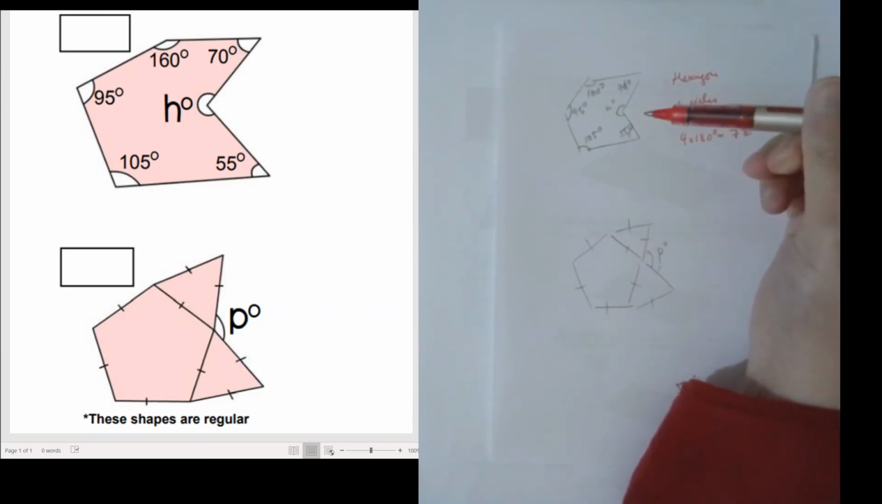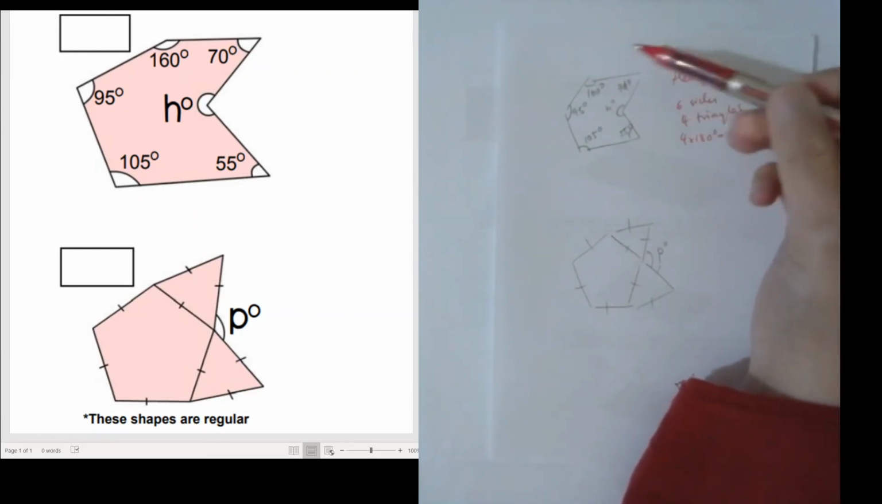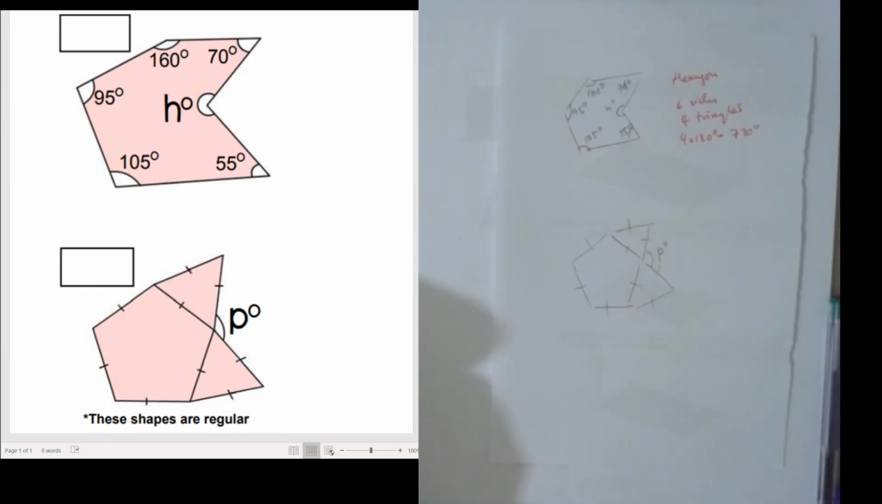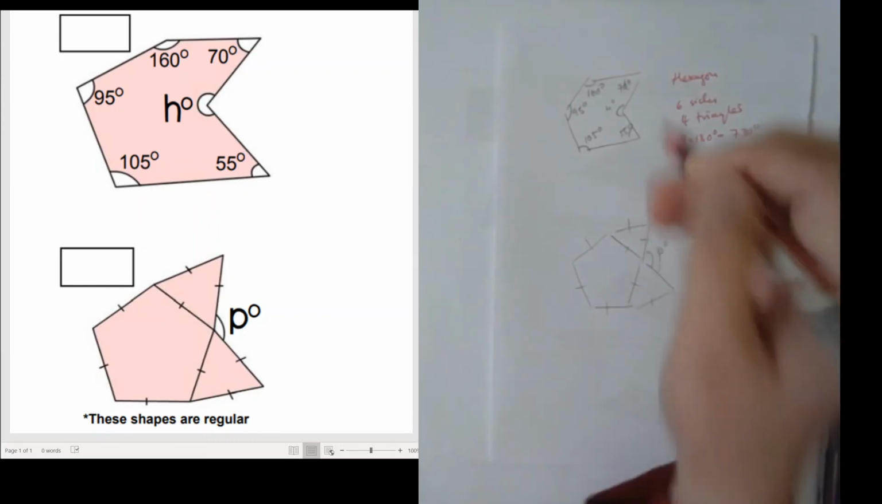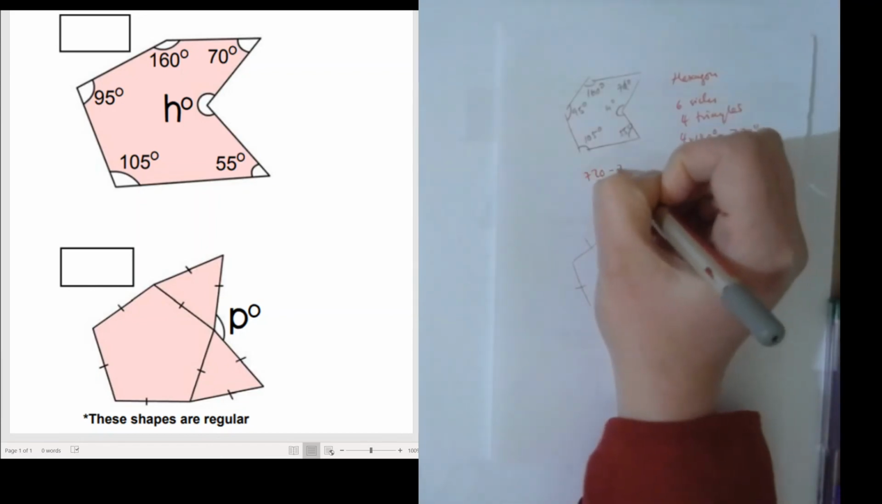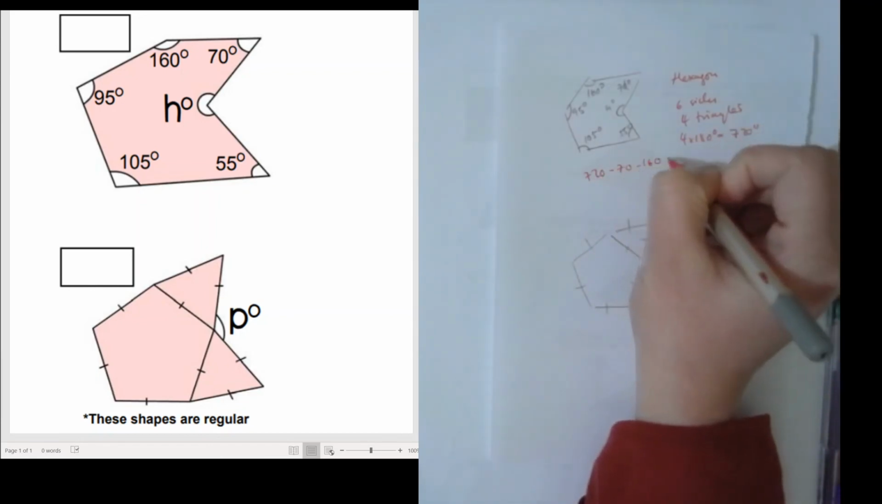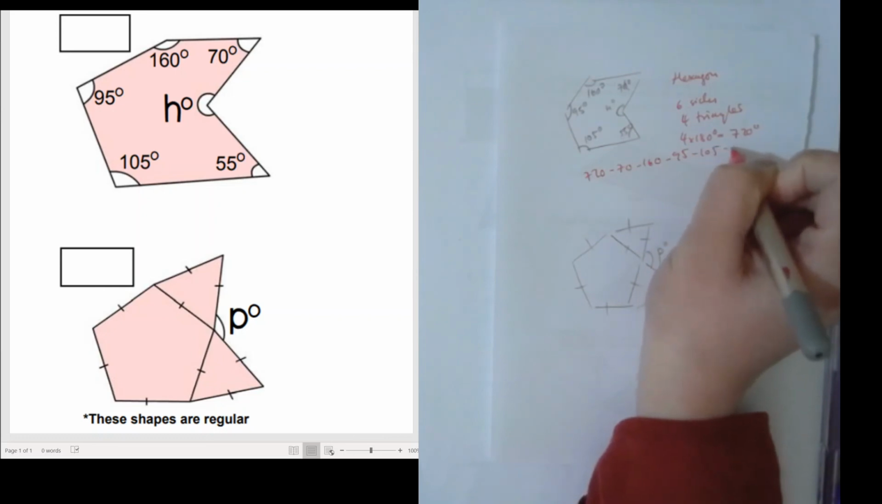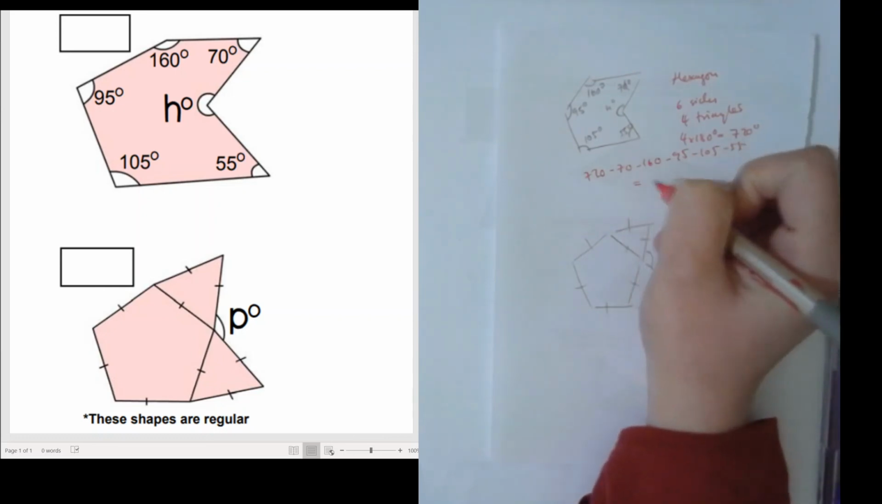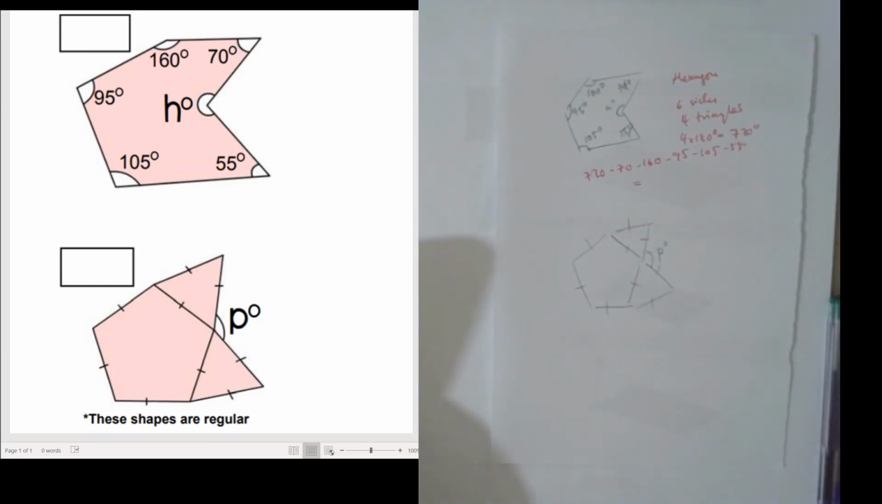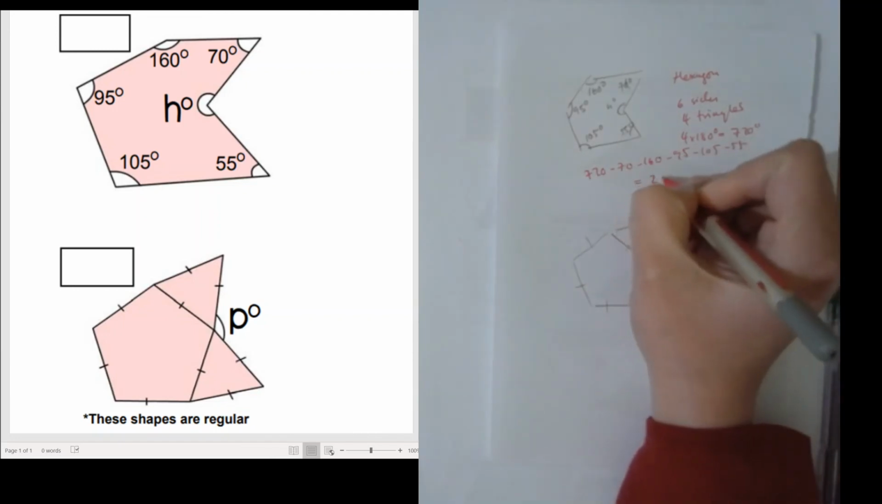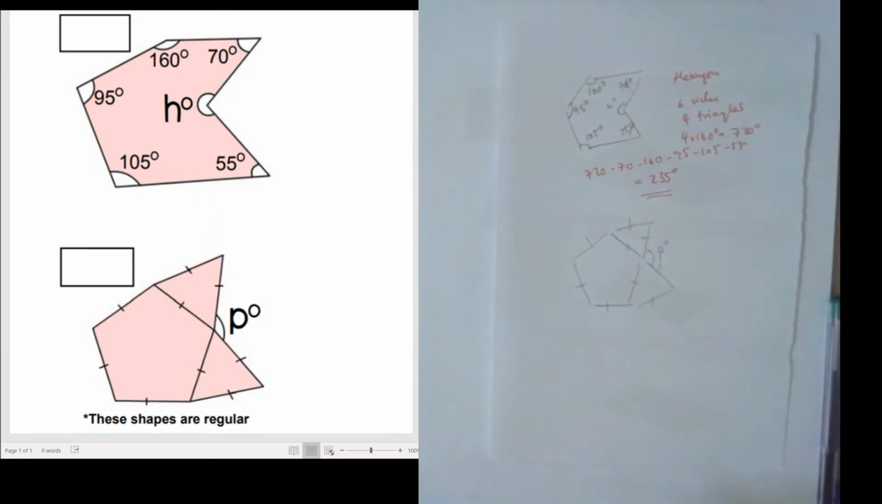So in order to find out what h is, I would have to subtract the rest from 720 degrees. So you've got 720, take away 70, take away 160, take away 95, take away 105, take away 55, which equals, I'm going to use my trusty calculator, 235 degrees. That would be my answer.